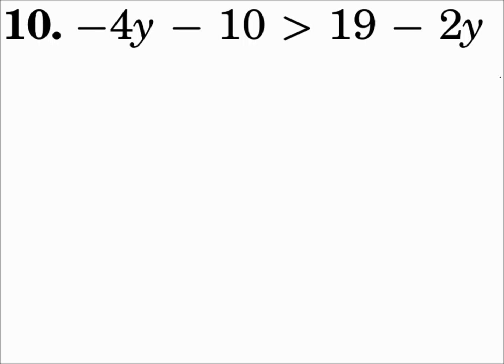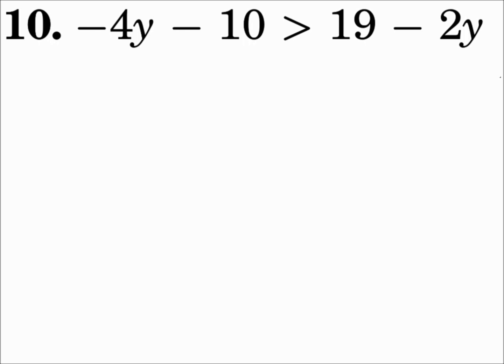Number 10. Negative 4y minus 10 is greater than 19 minus 2y. There's nothing to distribute, and there's no fractions to worry about. I can't combine any like terms. Now add or subtract. Let's move the variables first, since I have variables on both sides. And I know normally I say to move the smaller amount of variables, but this time we'll move the greater amount. Ultimately, it really doesn't matter. You have the freedom to choose. Most of the time it's easiest to move the smaller amount, but you could do it either way.